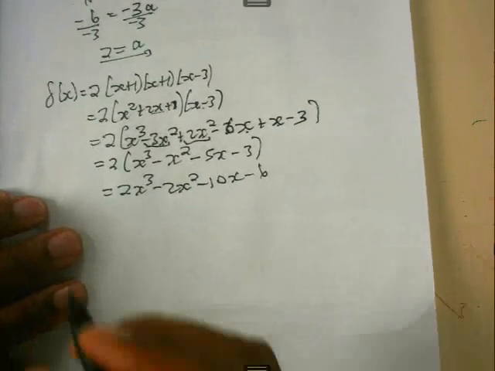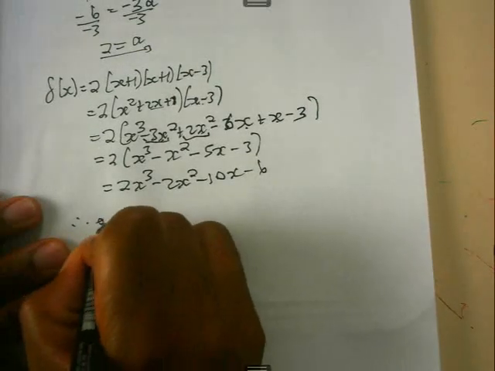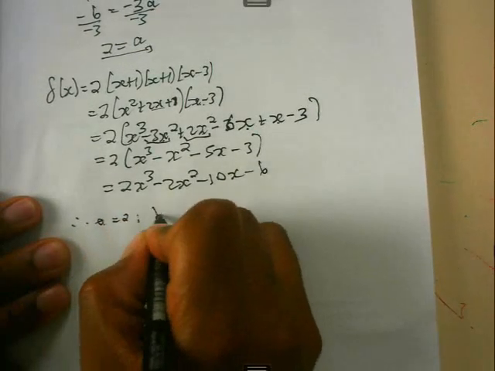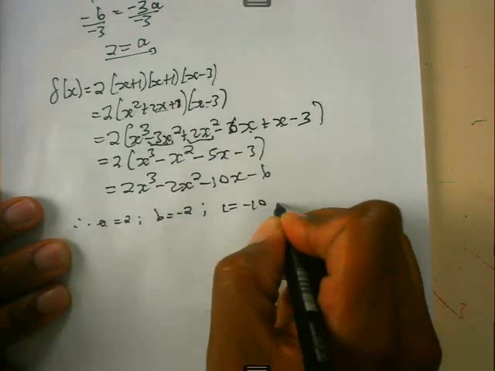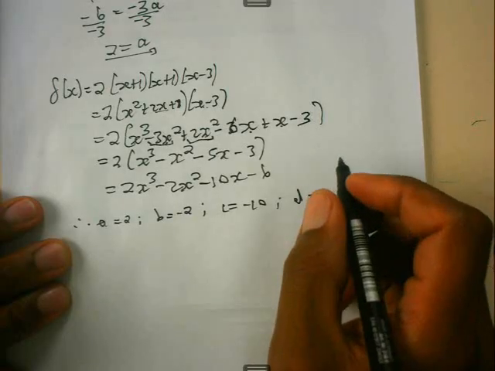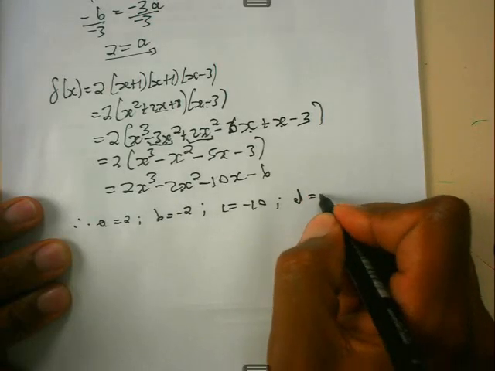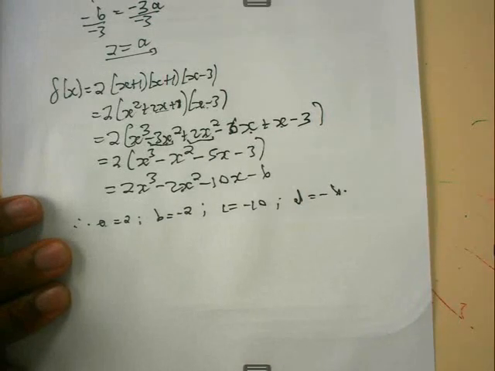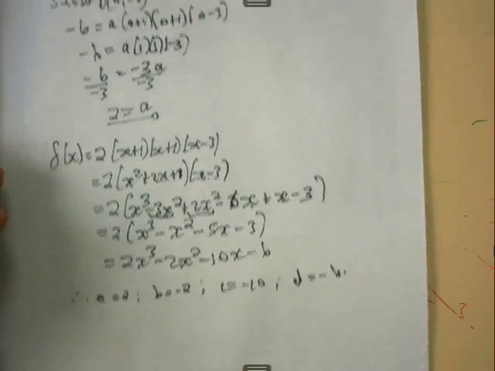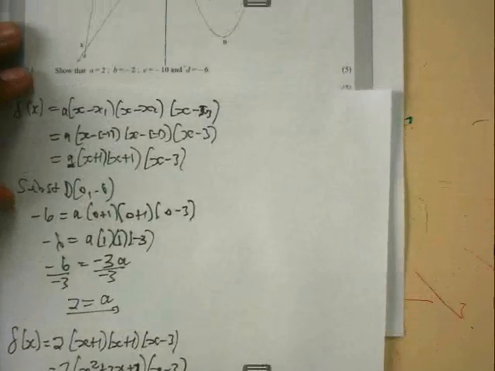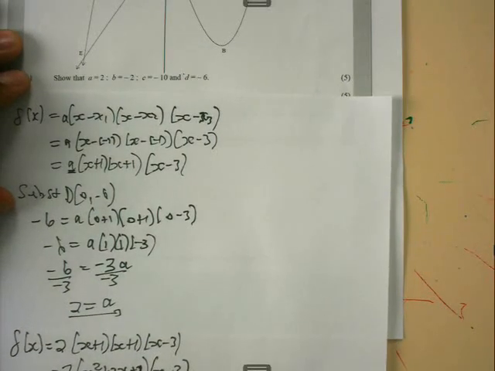Then immediately from here, I can see that a is equals to 2, b is equals to minus 2, c is equals to minus 10, and d is equals to negative 6. Of course, boys and girls, when you compare your answer with this one, now you can see that a is 2, b is minus 2, c is minus 10, and d is minus 6.